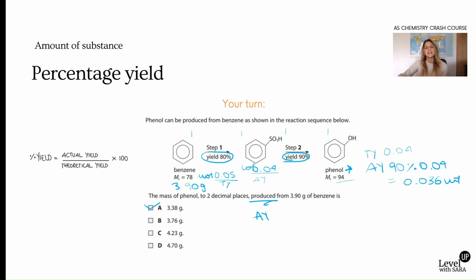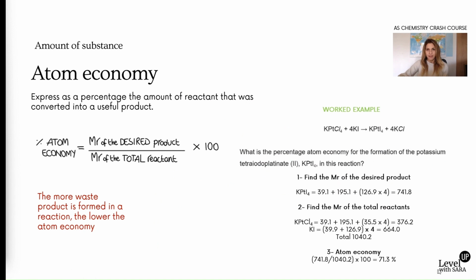If not, let me know if you don't understand any of the correction, and I will help you more. Are you ready for the next equation? Atom economy. Atom economy expresses as a percentage the amount of a reactant that was converted into a useful product. So this value gives us an idea of how much waste is formed, because the more waste product is formed in a reaction, the lower the atom economy. This is a really important value to discuss the sustainability of a reaction. It's calculated as the MR of the desired product divided by the MR of the total reactants. But think about something to make the calculation faster.